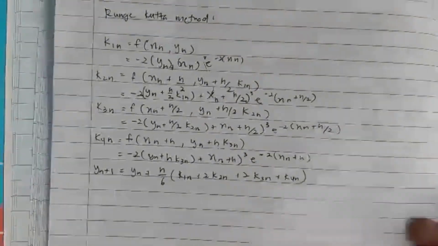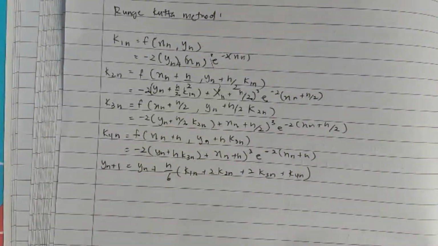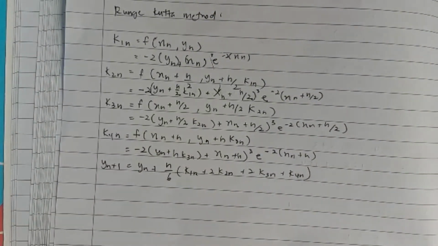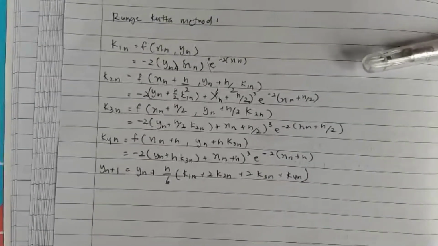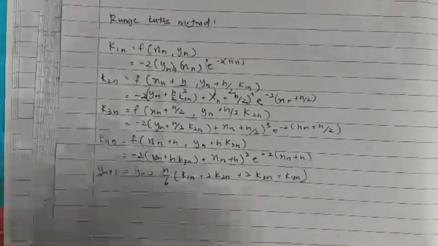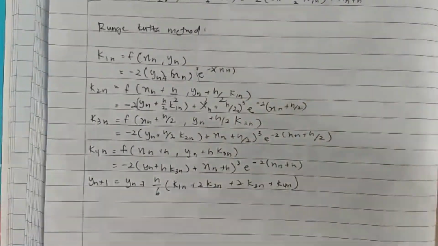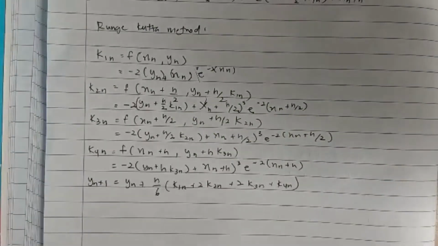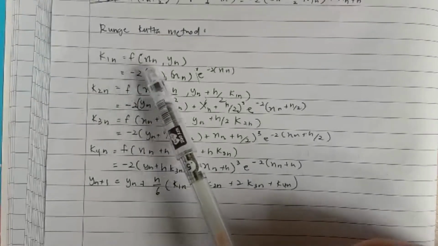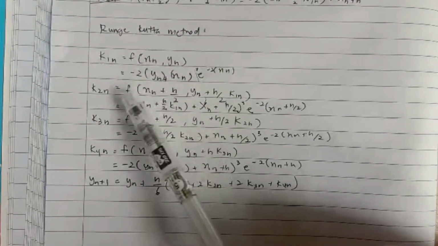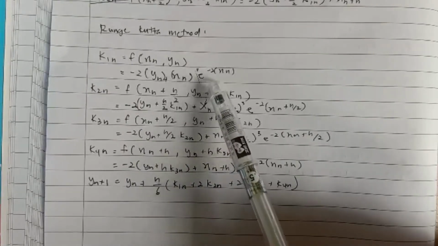Moving on to the third method for numerical solution, which is the Runge-Kutta method. This is the most accurate method to get the y value. The formula for this Runge-Kutta method is a little bit complicated. So the k1n is equal to f(xn, yn), which is equal to -2 yn plus xn cubed e^(-2 xn).